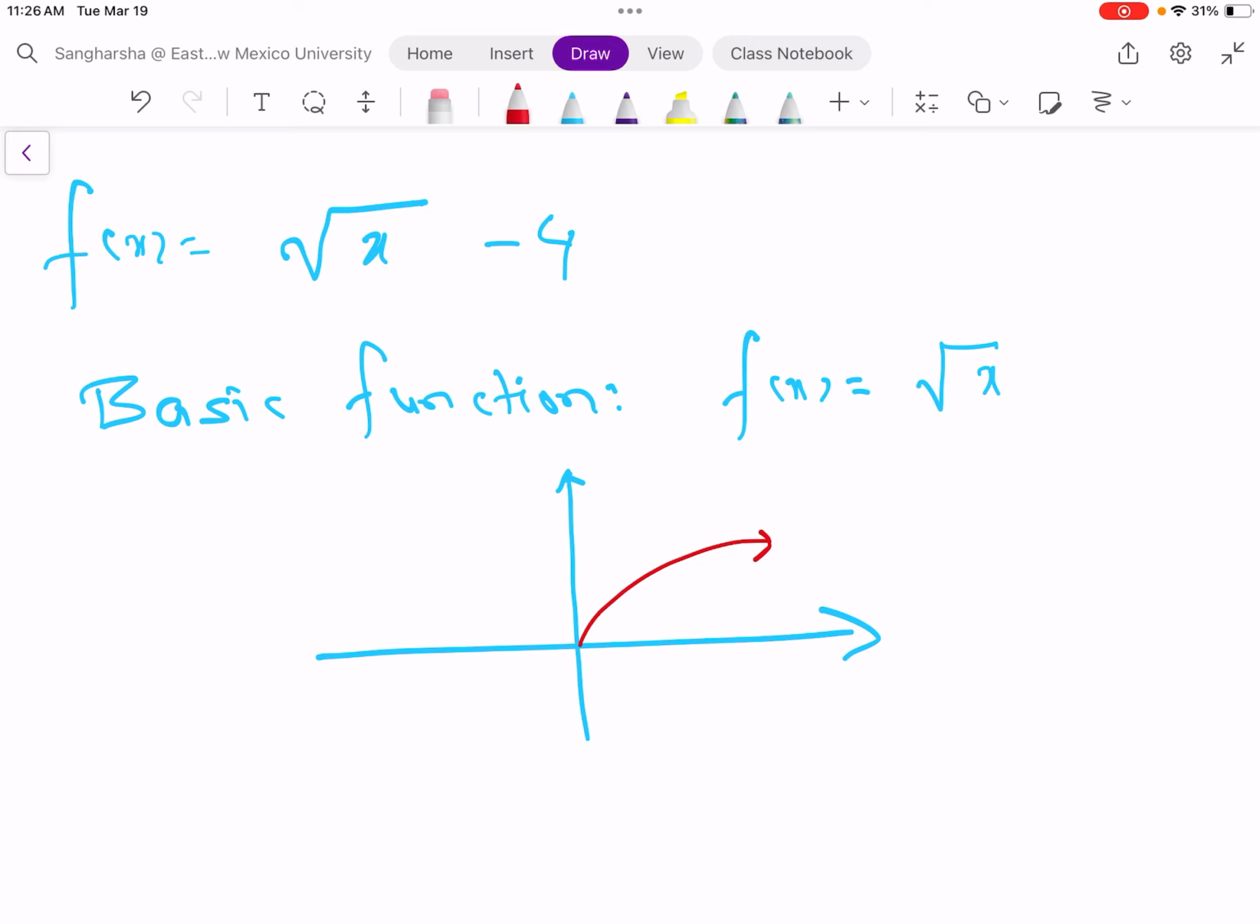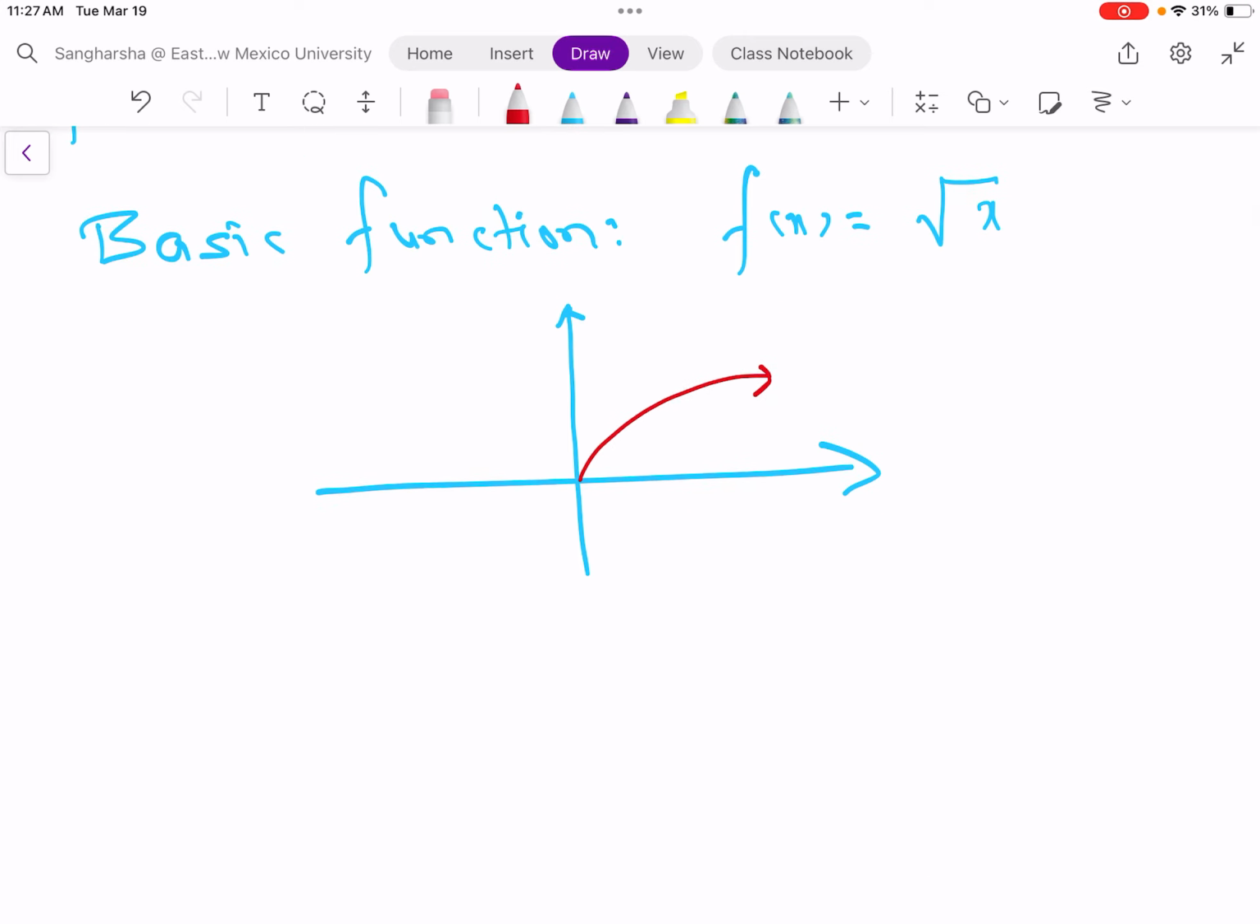Now, once you know the graph of a basic function, we compare our basic function with the function given to us. Our target is graphing this function, square root of x minus 4, and we are using our basic function graph concept here. If you compare the basic function and this given function, what is the difference? 4 has been subtracted, right? So when we subtract a number from a function, what happens to the graph? The graph is shifted vertically down by how many units? 4 units. Now let's shift this graph down by 4 units.